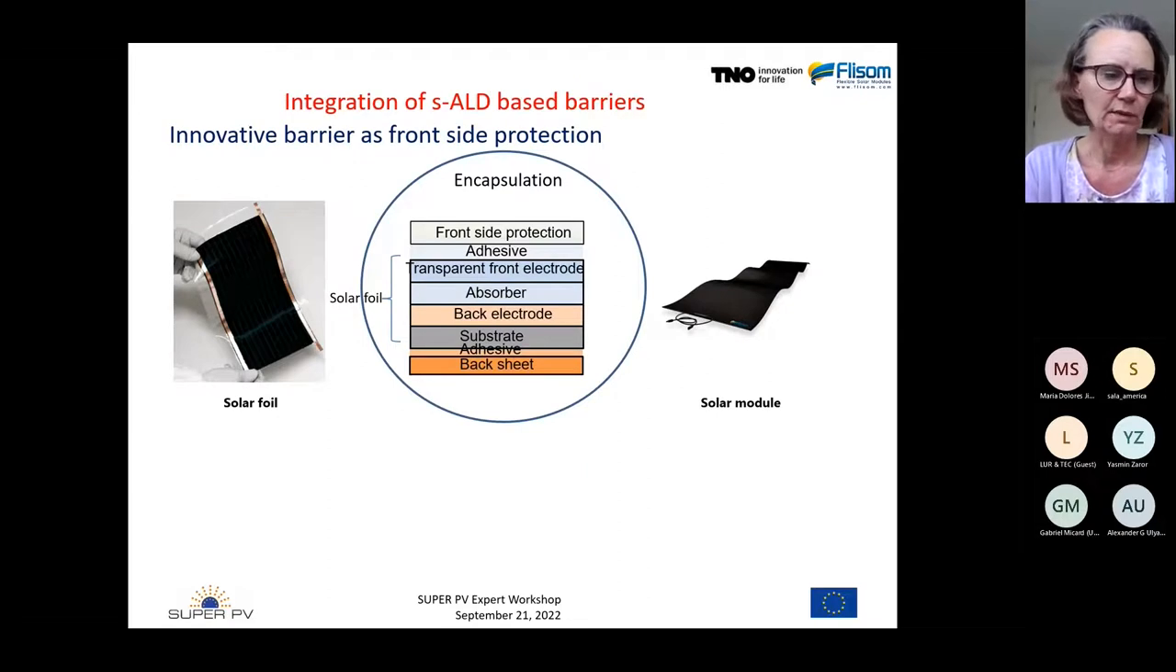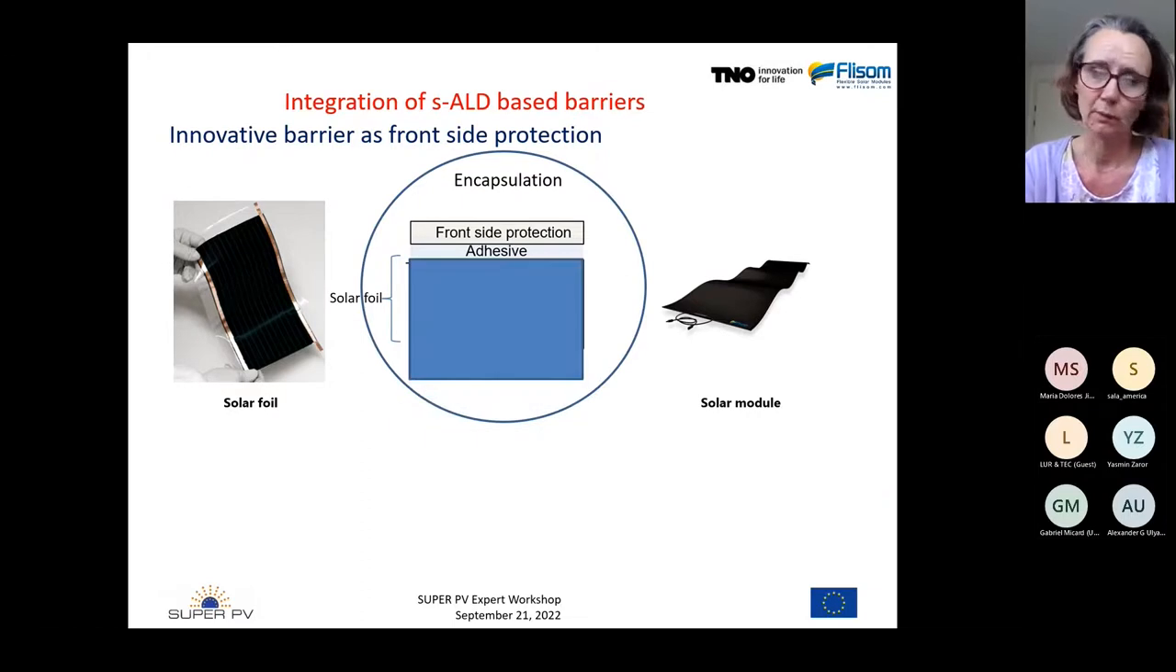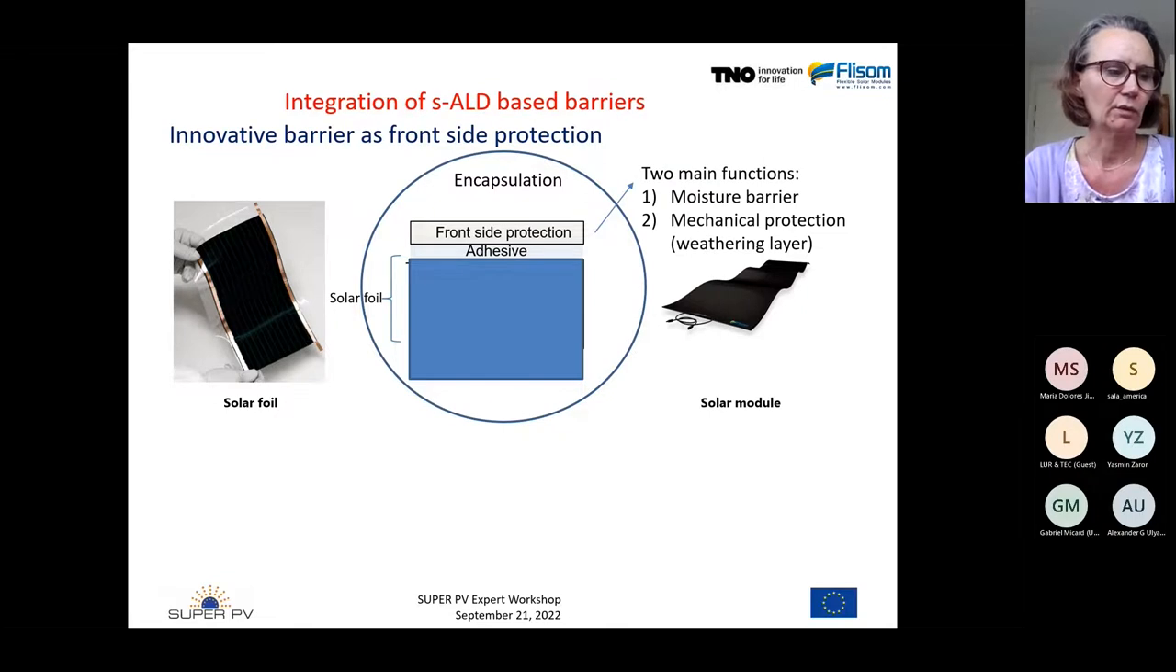Here again, we see the solar foil with the specific layer buildup. But for the sake of clarity, we treat the foil and the bottom layers as a black box, indicated here with a blue box, and only look at the top side protection. Normally, a front sheet, this front side protection, is attached to the solar foil by using an adhesive.